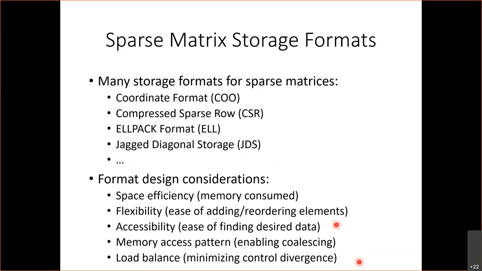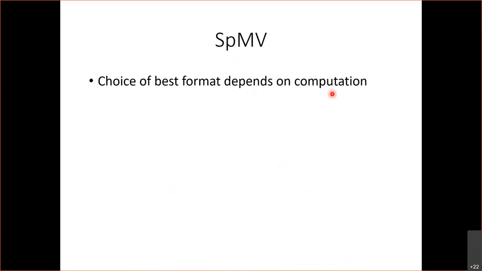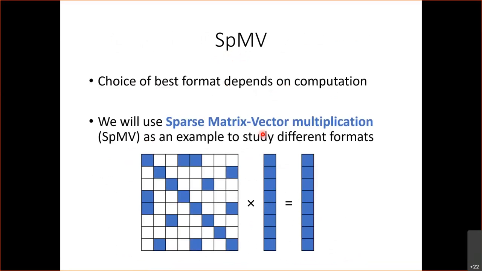And by the way, some of these are general. Space efficiency is a general concept, but some of these are specific to a certain application. So when we talk about the memory access pattern and the load balance, we talk about them in the context of a specific application: how these formats allow a specific application to have coalesced accesses, and how they allow it to minimize its control divergence. For this reason, we're going to talk about these formats in the context of a specific application, and that's SpMV, or sparse matrix vector multiplication. The choice of the best format depends on the computation. We will use SpMV as an example to study the different formats.